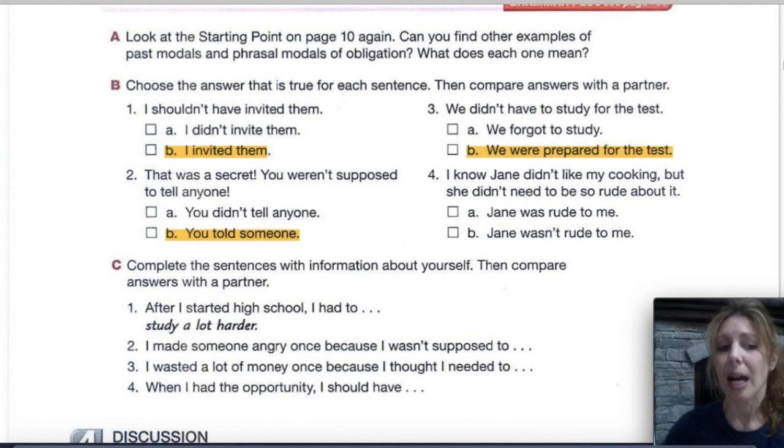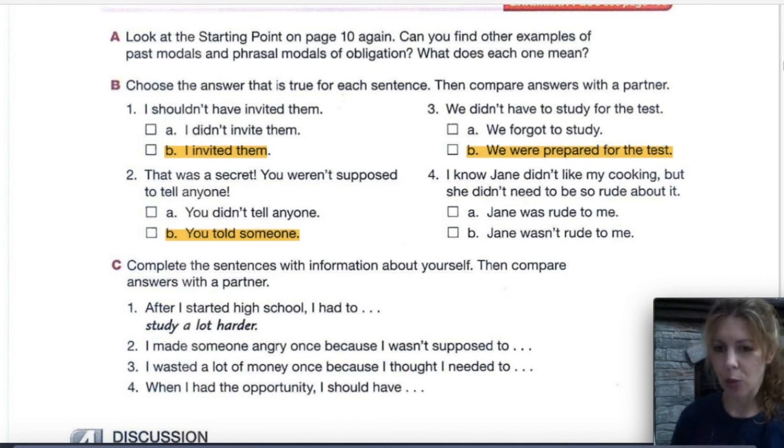Look at number 3. I wasted a lot of money once because I thought I needed to, what? Buy the latest technology. I thought I needed to have a new car or whatever. Look at 4. When I had the opportunity, I should have applied for that position. When I had the opportunity, I should have gone back to school.